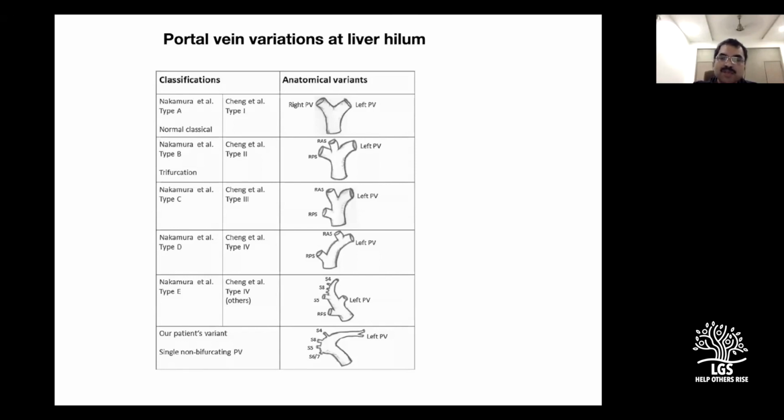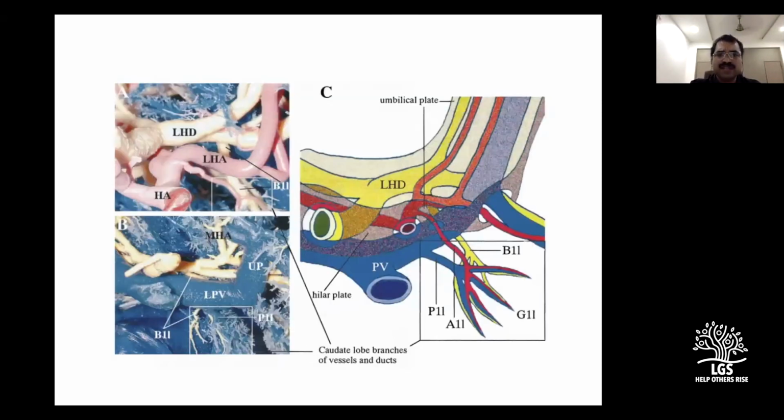So only the right posterior sectoral vein is available for transplant. So this type 4 anomaly is actually a contraindication for living donation. So this is the anatomy of the left system.